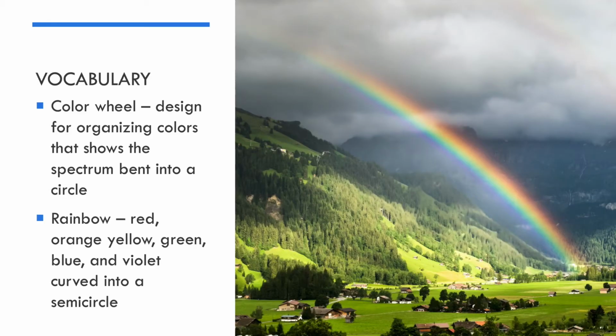Our vocabulary for this lesson is color wheel. A color wheel is a design for organizing colors that shows the spectrum bent into a circle. We'll see what a color wheel looks like in the following slides, but this is just the word definition. And our other vocabulary word is rainbow. I'm sure you all know what a rainbow is. A rainbow consists of the colors red, orange, yellow, green, blue, and violet, and it's curved into a semicircle, so that means it's half a circle.